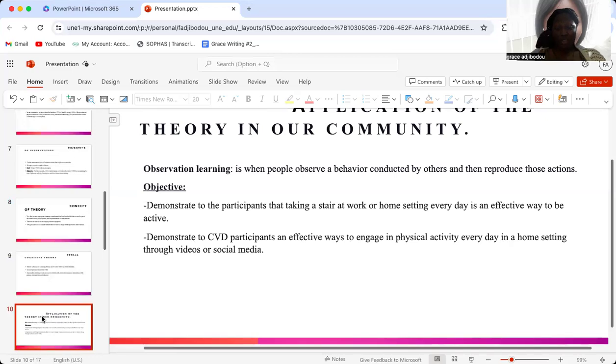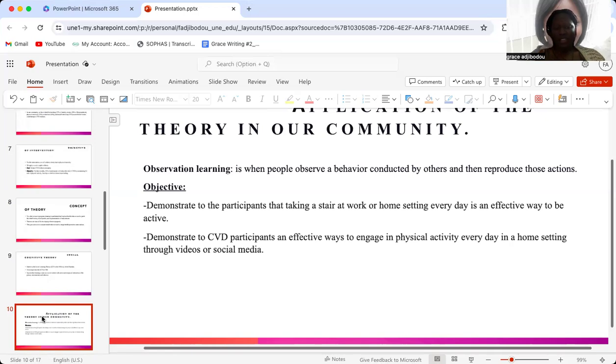That theory has 5 constructs, but we will be addressing around 3 or 4 of them, principally observational learning, where we will be using a modeling method. This is when a person observes a behavior conducted by others and then reproduces the same action.